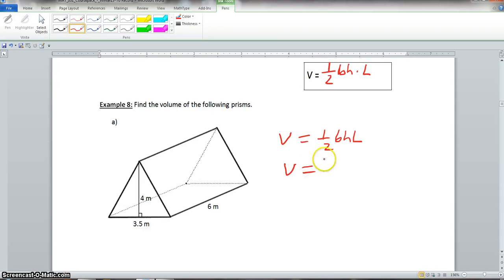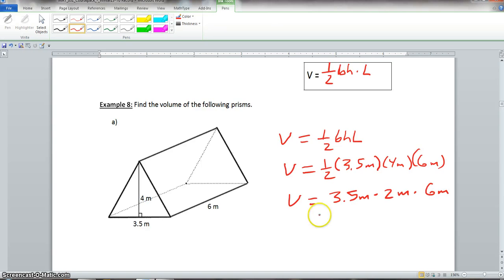So the volume is equal to 1/2. The base is 3.5 meters. The height is 4 meters. And the length is 6 meters. Okay, so now we have the volume is equal to, now what we could do is remember our commutative property of multiplication. We could take this 1/2 times 4. Half of 4 is 2. So it'll be 3.5 meters times 2 meters times 6 meters.